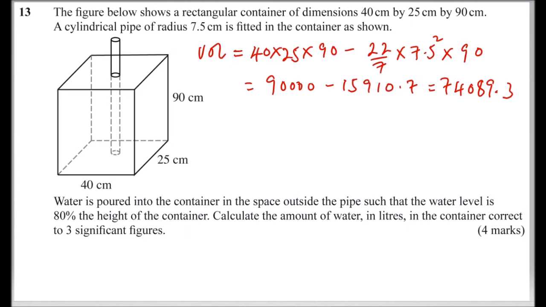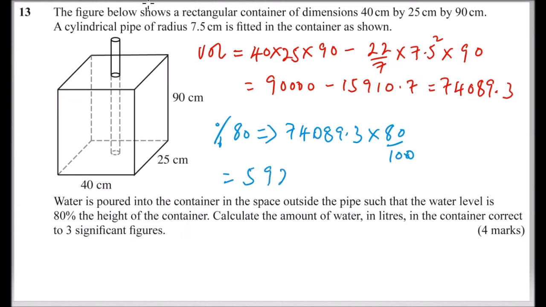So this means that we can now get 80% of this. 80% implies it will be 74,089.3, then you multiply by 80 divided by 100, and when you multiply that, you should be able to get 59,271.4. These are centimeter cube, and we are told to express in terms of liters.